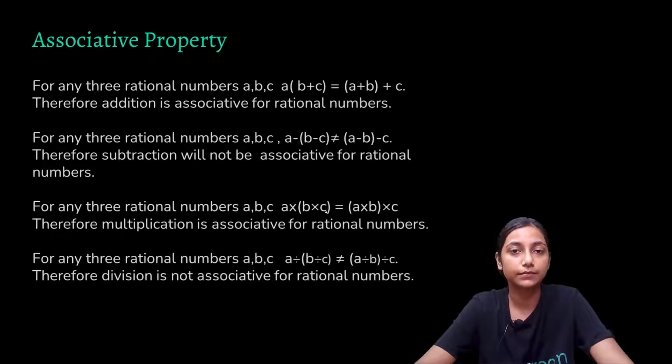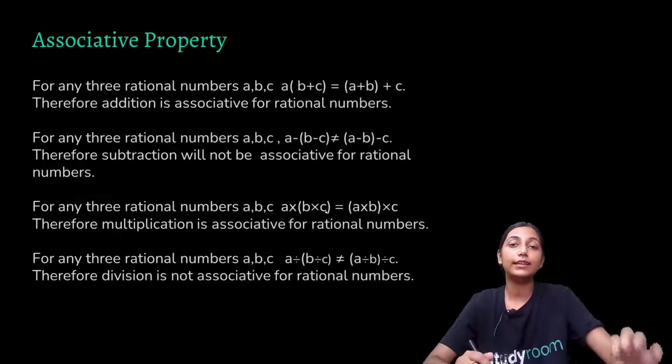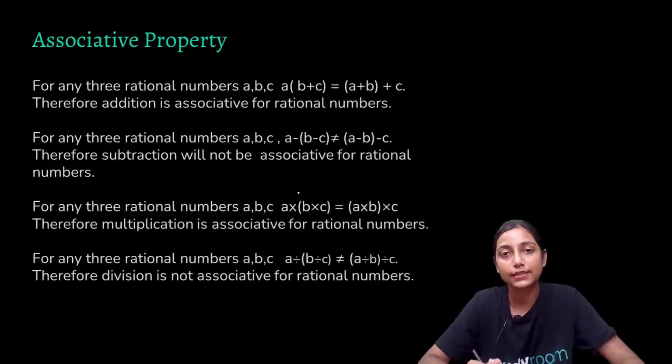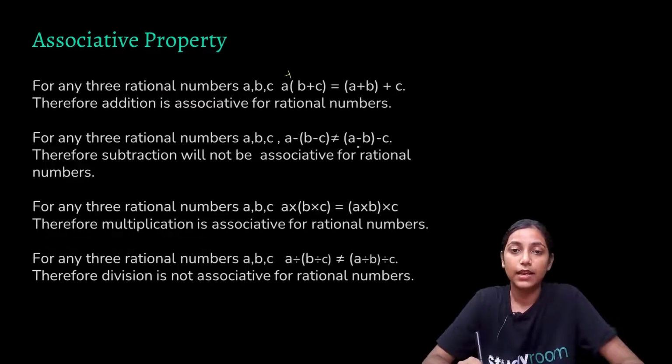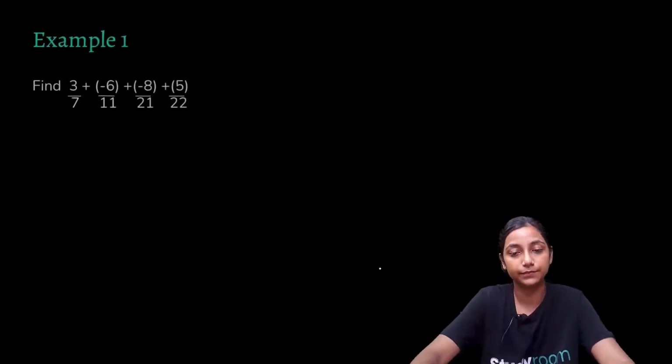this case. So we concluded that for any three rational numbers a, b and c, a plus b plus c is going to be this. (a + b) + c and a + (b + c), both the values are going to be the same. But a minus b minus c is not going to be equal to a minus b and then minus c. A multiplied by b multiplied by c is going to be equal to a multiplied by b multiplied by c, but again a divided by b divided by c is not going to be equal to a divided by b and then divided by c.